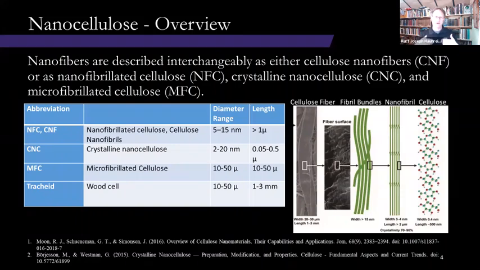You've been introduced a little bit to refining. As you refine, you break the fibrils off the fiber, increasing the surface area. Those fibrils are the microfibrillated cellulose. They're the ones that have the width or diameter between 10 and 50 microns.